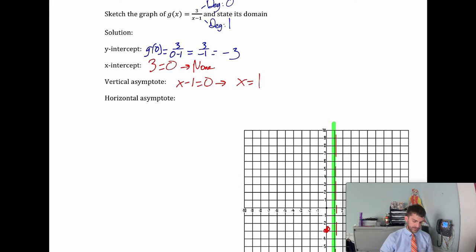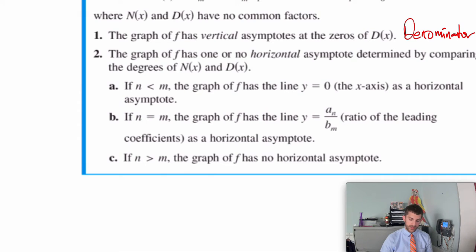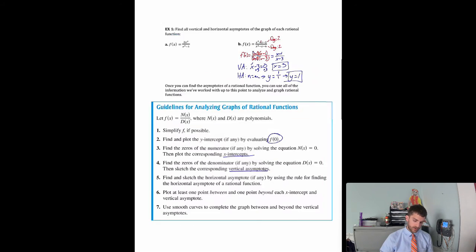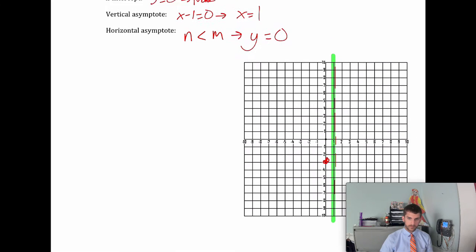Now, a horizontal asymptote is going to be found by comparing the degrees of the numerator and denominator. The degree of the numerator is n, and we're going to say n is less than m. So going back a couple pages, if n is less than m, then the graph has the line y equals 0 as the horizontal asymptote. So our horizontal asymptote is the line y equals 0, essentially the x-axis. So there we have that.